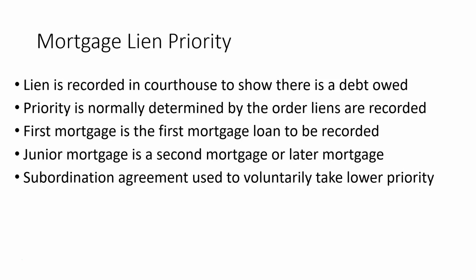Mortgage lien priority. The lien is recorded in the courthouse to show that there is a debt owed. Priority is normally determined by the order in which the liens are recorded. The first mortgage is usually the first mortgage loan to be recorded, and then the junior mortgage is a second mortgage or a later mortgage. A subordination agreement is used to voluntarily allow the lien holders to change positions. Maybe one wants to come before the other and change their priority, so they get paid off first in the case of a foreclosure.